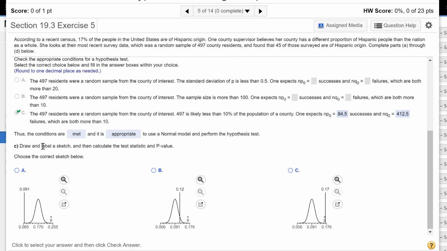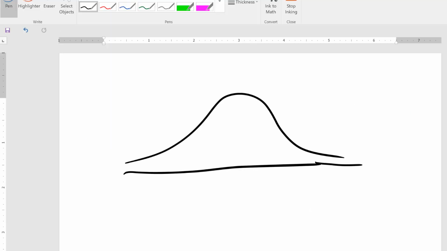Okay, so we want to sketch and label our normal curve, calculate the test statistic and p-value, and choose the correct sketch below. So I'll be honest, I sometimes have a hard time looking at their graph and trying to think through it. I'm just going to draw my graph out, and then I can compare it a little bit easier. So sketch out the normal curve.